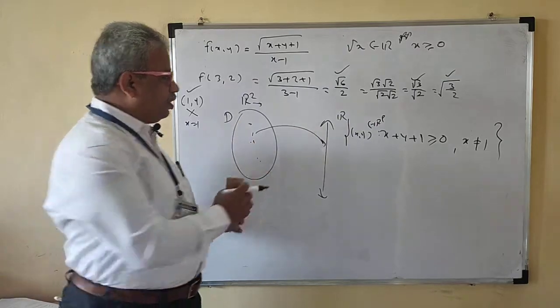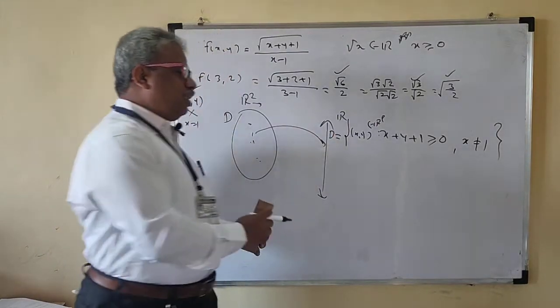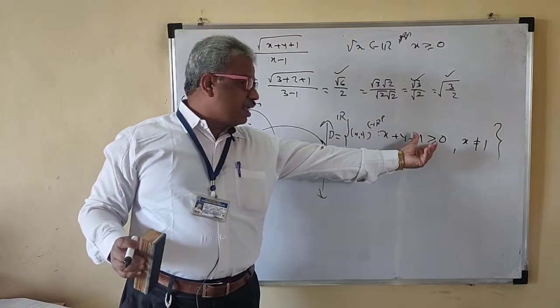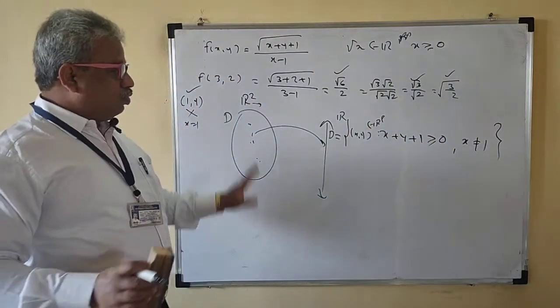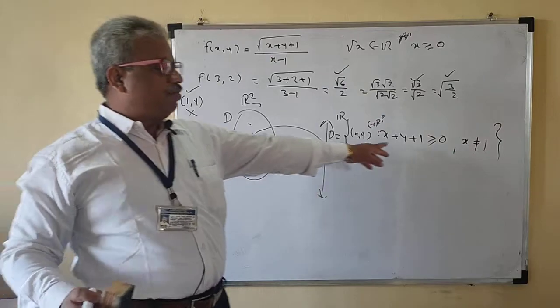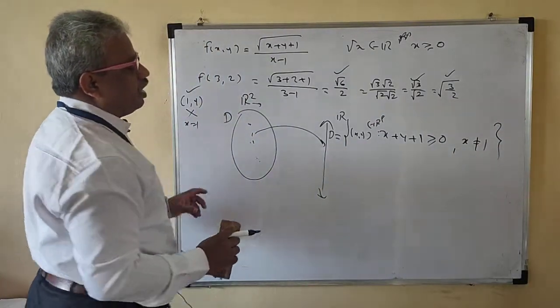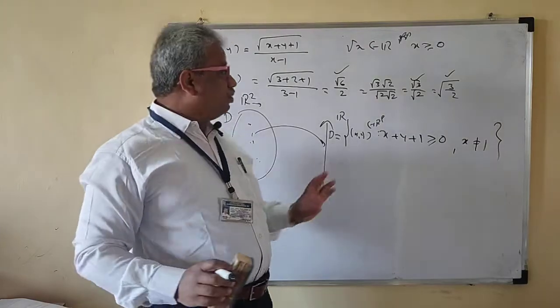Only those points have the image in D. Suppose this is your D now. Only these points, the set of all x, y such that x plus y is greater than or equal to 0 and x not equal to 1. This is the domain of this function, so you have to take care of this one.